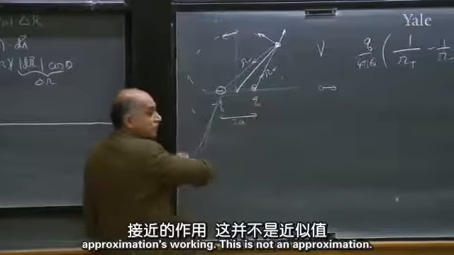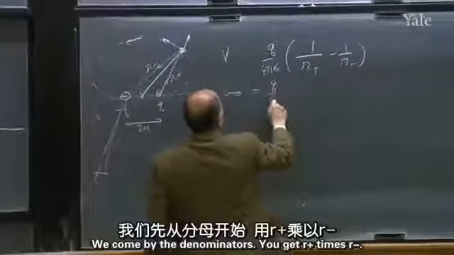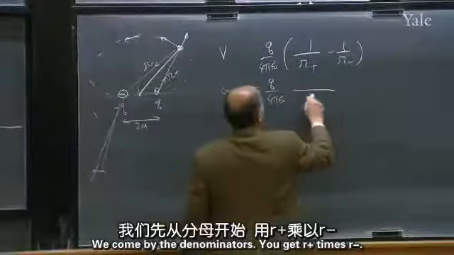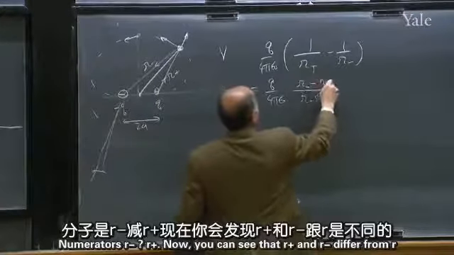This is not an approximation, this is exact. So let's do the following then. We combine the denominators. You get R plus times R minus. Numerators R minus minus R plus.